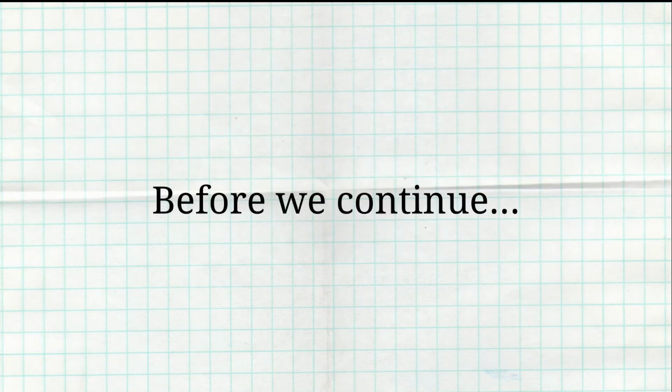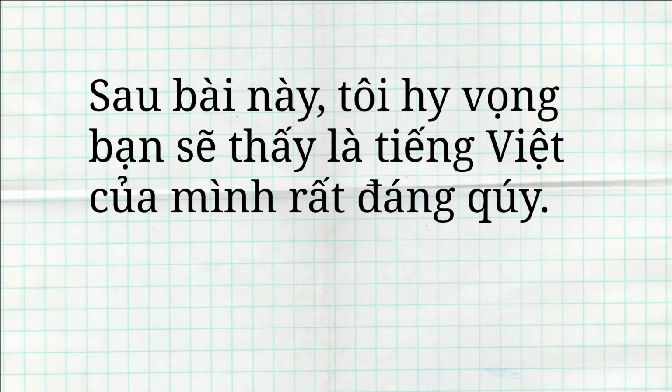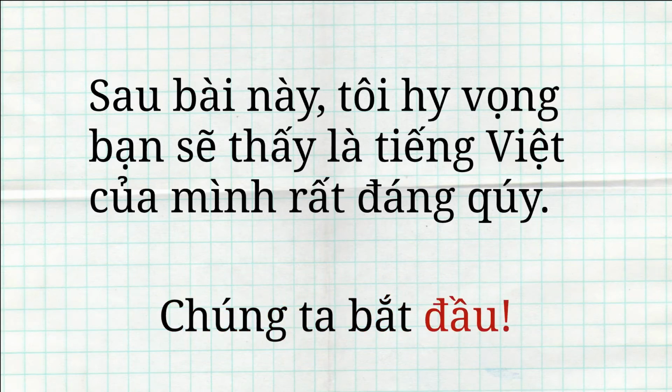Before we continue, let's make sure we're all on the same page. I'll assume you've watched the last lesson on the 3 traditional Vietnamese accents, Giọng Bắc, Giọng Trung, và Giọng Nam. In this video and at this stage, I'm not expecting you to be able to fully read any of the Vietnamese you'll see on screen. It's only there for demonstration purposes. Okay, so with that said, chúng ta bắt đầu.